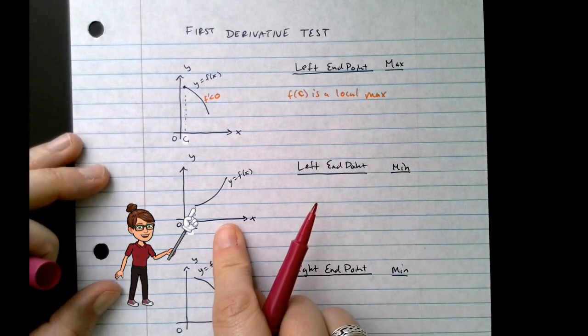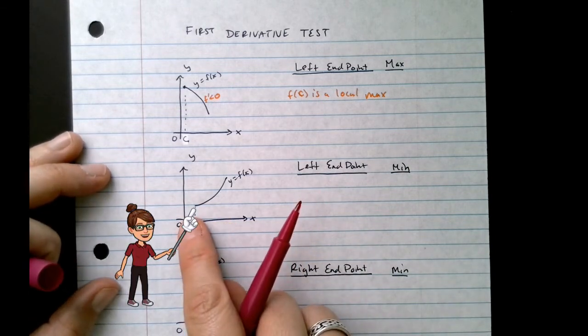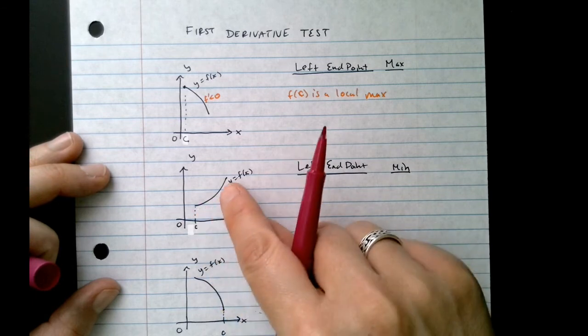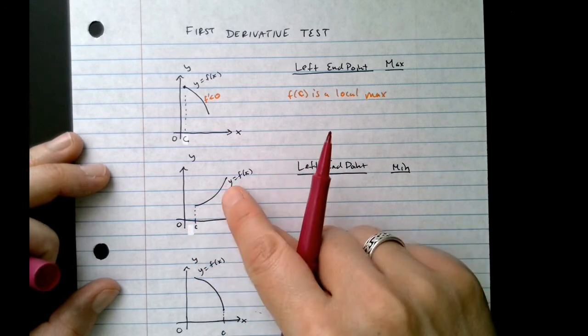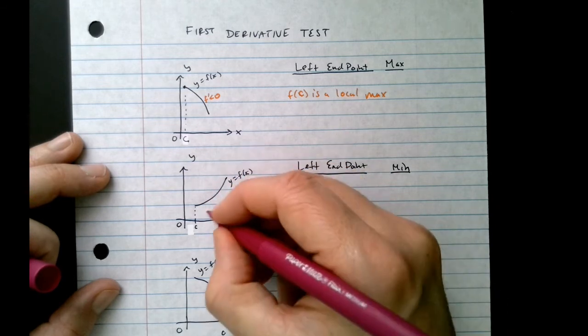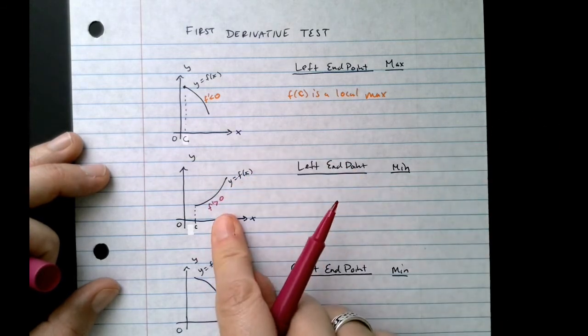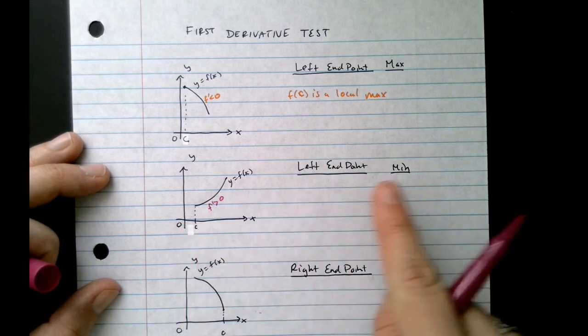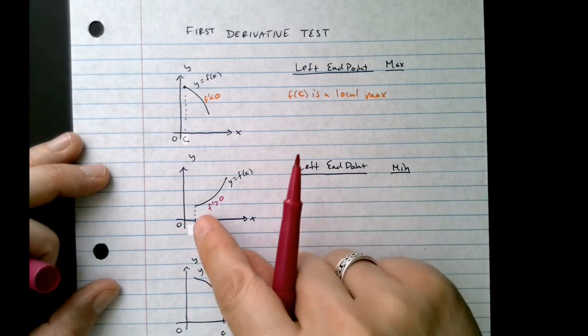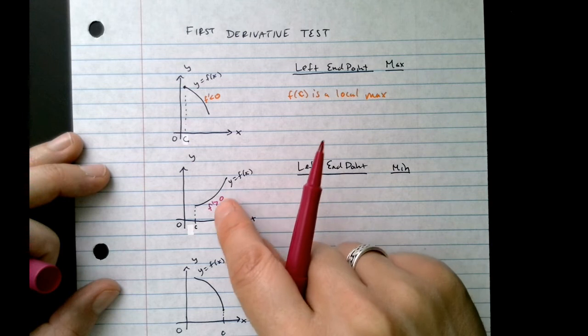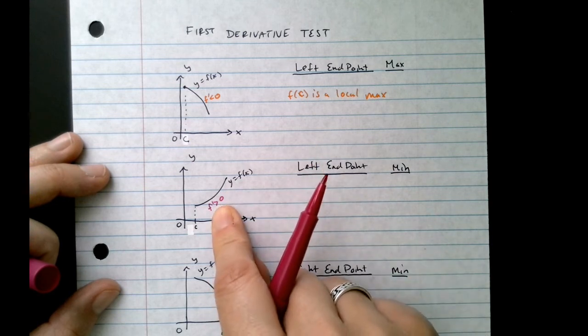Let's look at the next one. Why is this left endpoint considered a minimum? Well, again, look to the right of that point. What is the graph doing? It's increasing. That means its derivative is positive. So, the left endpoint is considered a minimum when the behavior to the right of it is increasing, or in other words, the derivative is positive.